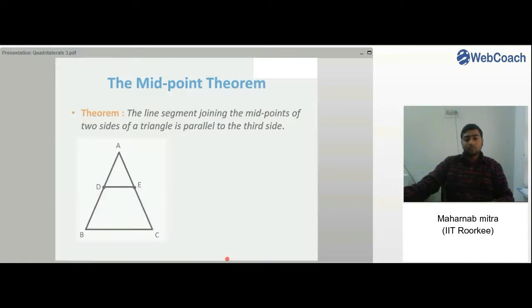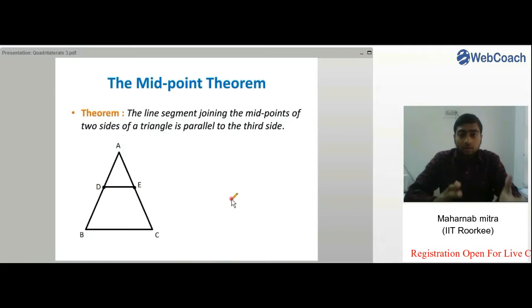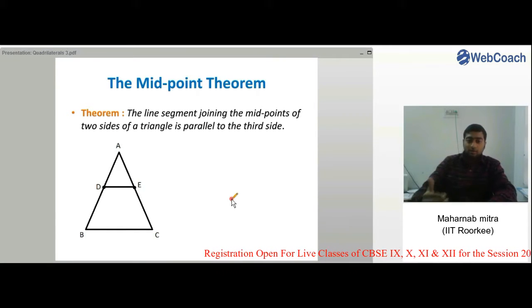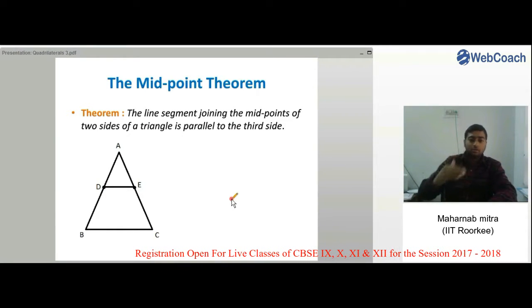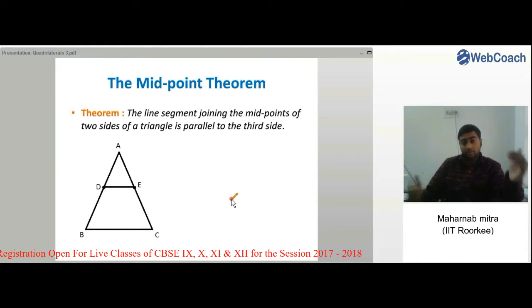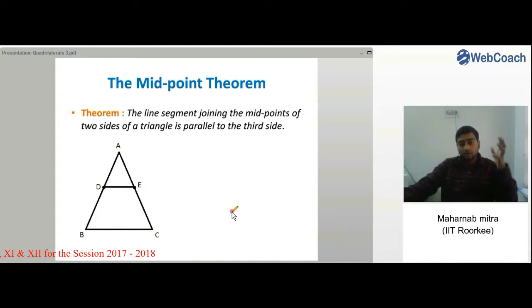So let us see the statement. The theorem states the line segment joining the midpoints of the two sides of a triangle is parallel to the third side. The line joining the midpoints of the two sides, which is the line DE, is parallel to the third side, which is BC, right? We have learned that. Now let us show that this theorem is actually correct. And how do we do that?